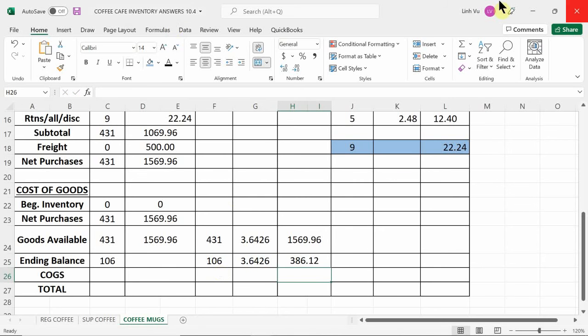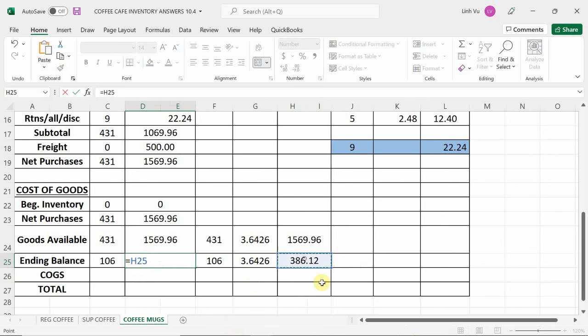$386.12. Good. So if this is this factor here, then what is our assumption? My cost of goods sold. If I had a total of 431 cups and I have a remainder of 106, how many cups did I sell? You must have sold 325.